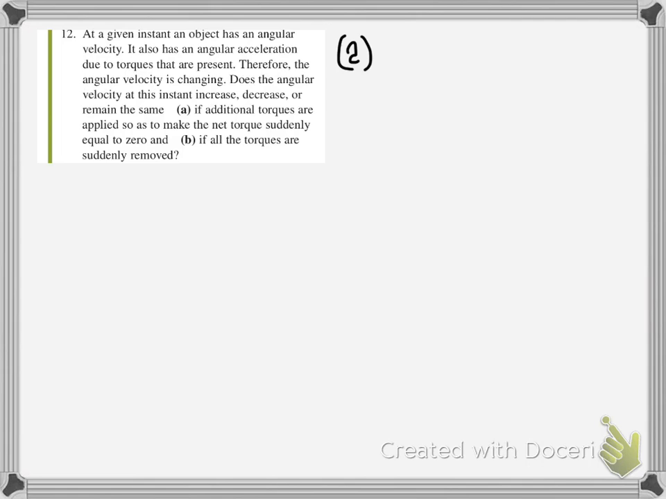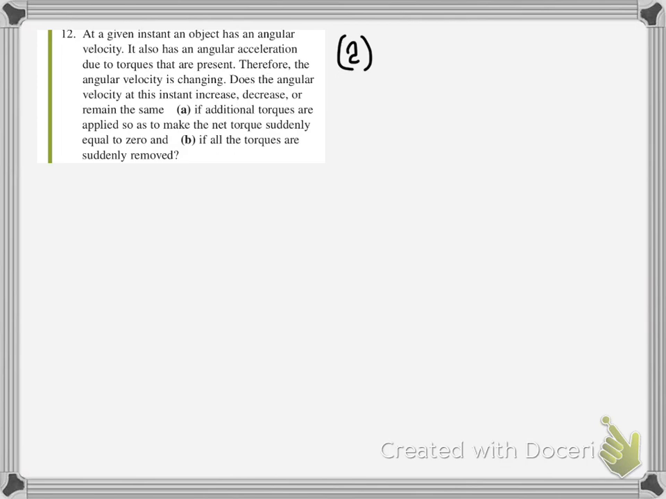Okay, so now let's do this problem. At a given instant, an object has an angular velocity. It also has an angular acceleration due to the torques that are present. Therefore, the angular velocity is changing. Does the angular velocity at this instant increase, decrease, or remain the same if additional torques are applied so as to make the net torque suddenly equal to 0?